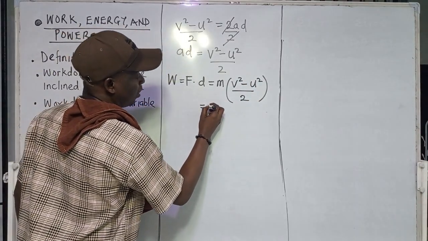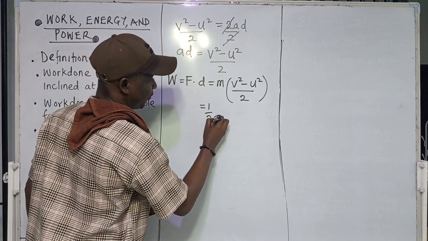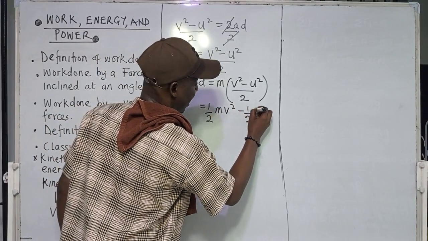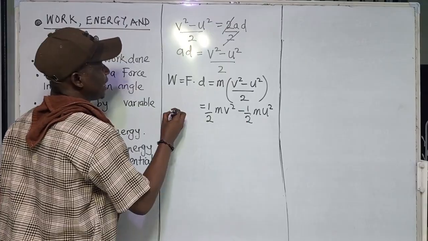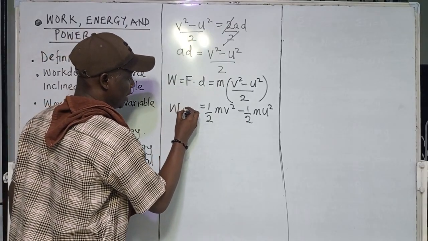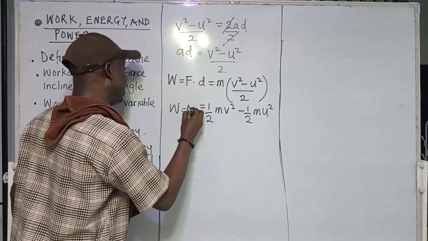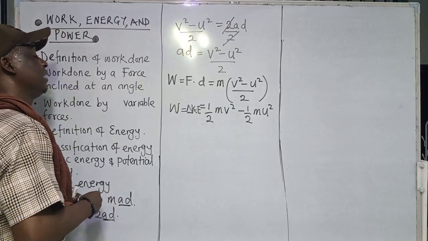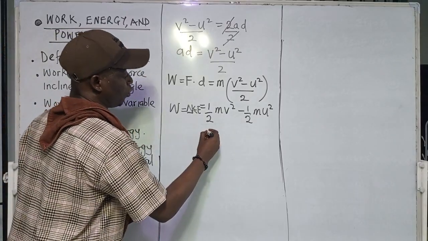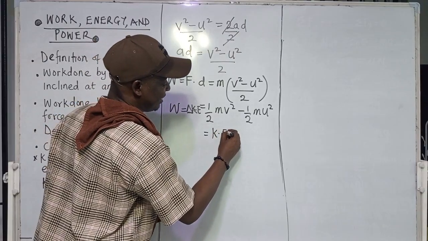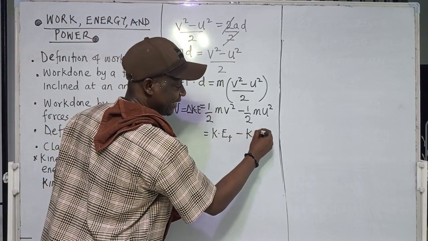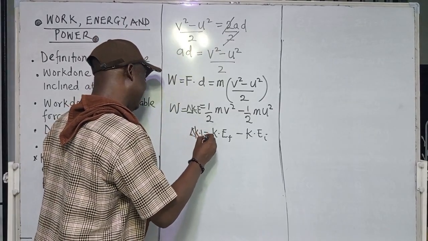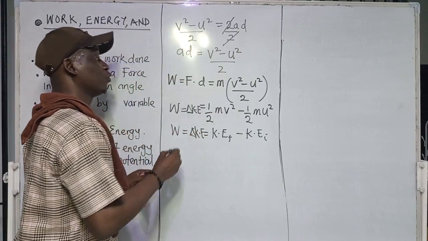And what is this called? It's simply half mv squared minus half mu squared. So work done is equal to change in kinetic energy. Why do we call it change in energy? This is the kinetic energy final minus the kinetic energy initial. So change in kinetic energy is equal to work done.